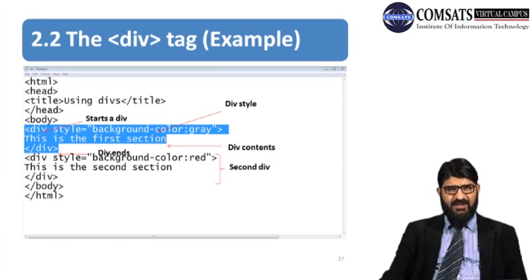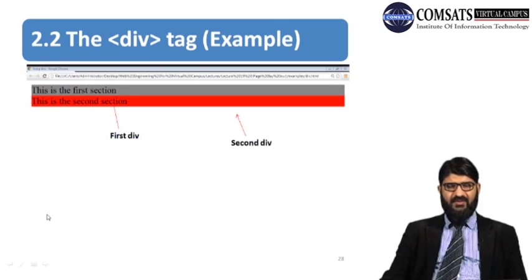The second section div tag is closed, then body is closed, and then the HTML tag for ending the web page document. Now see what is the output of it. The first div tag is on the top, and then the second div tag after the first div tag, where it is written this is the second section. So in this way you are creating different divs on your web page.